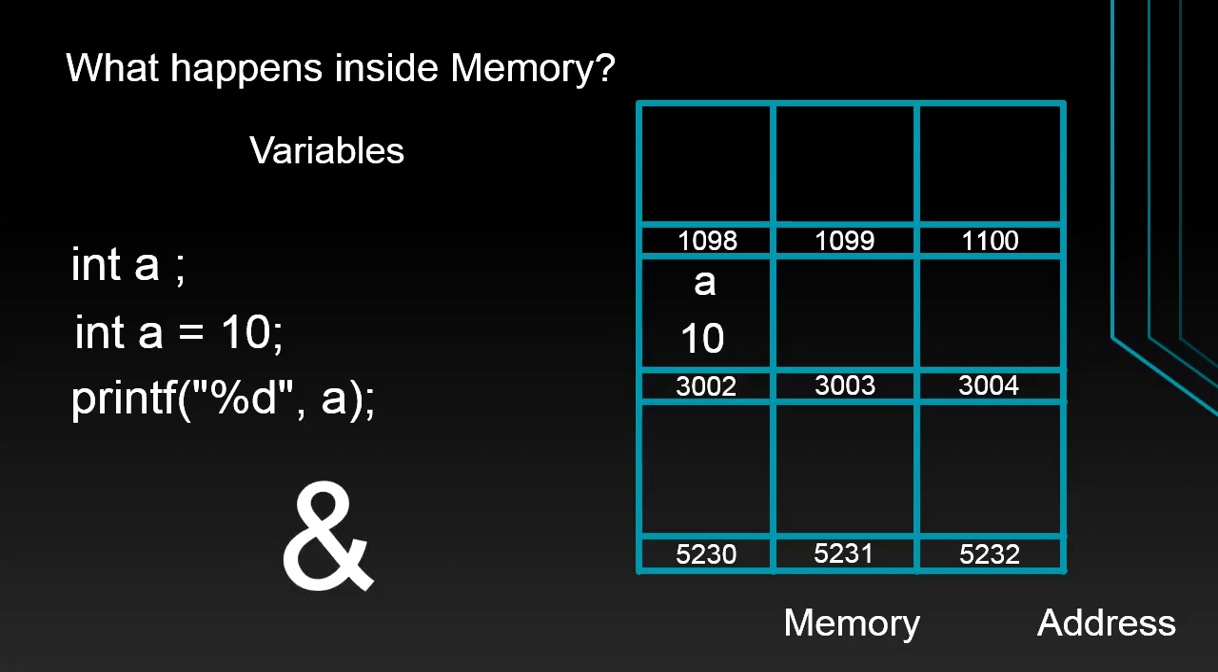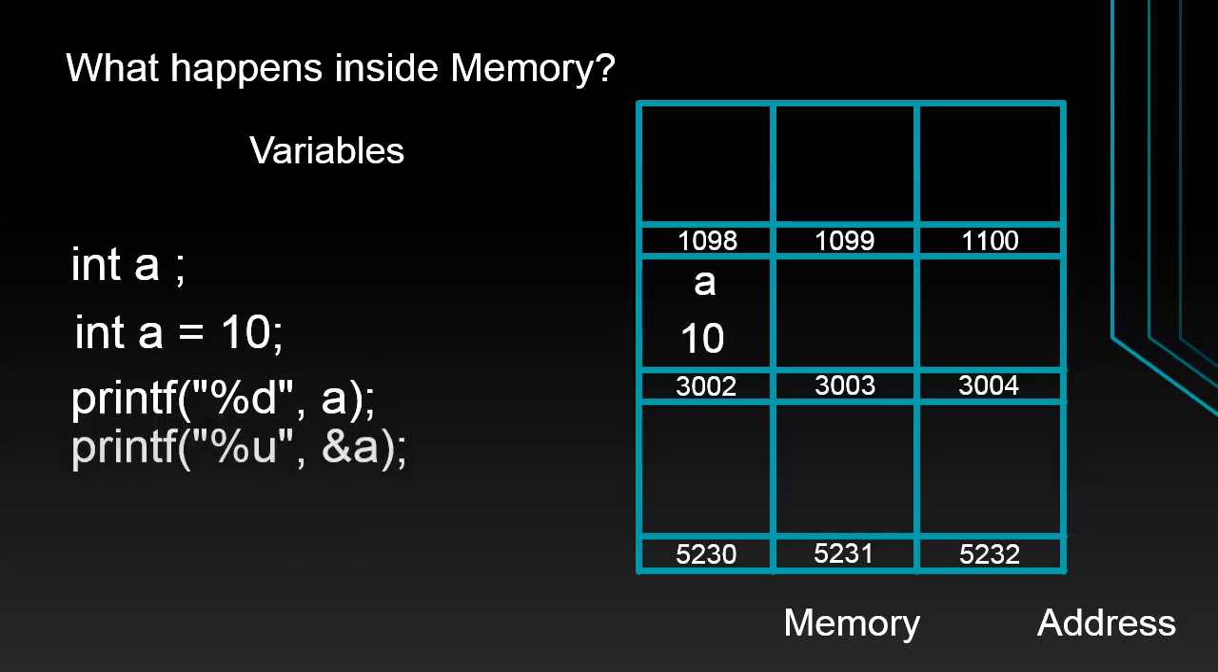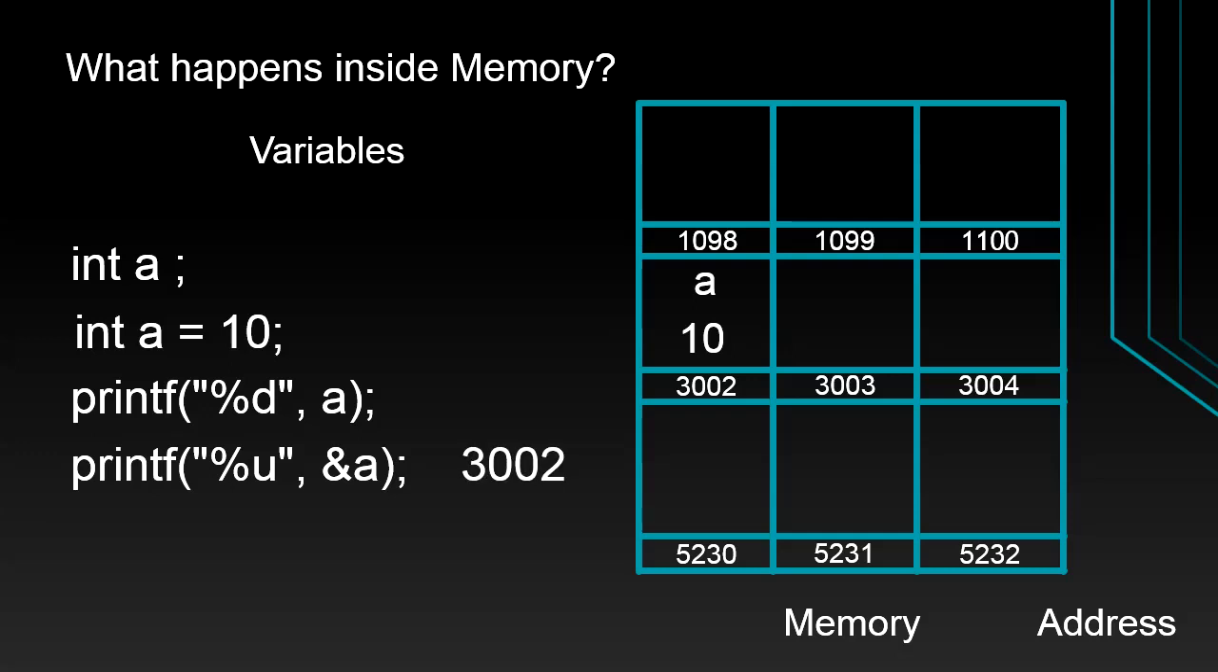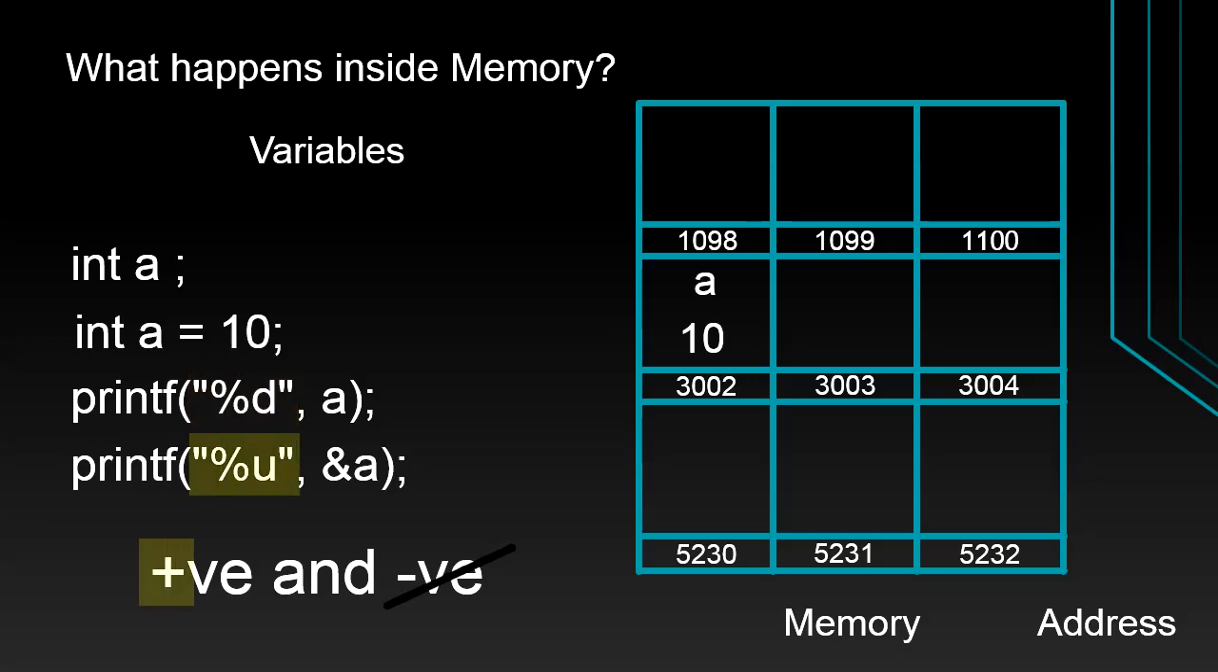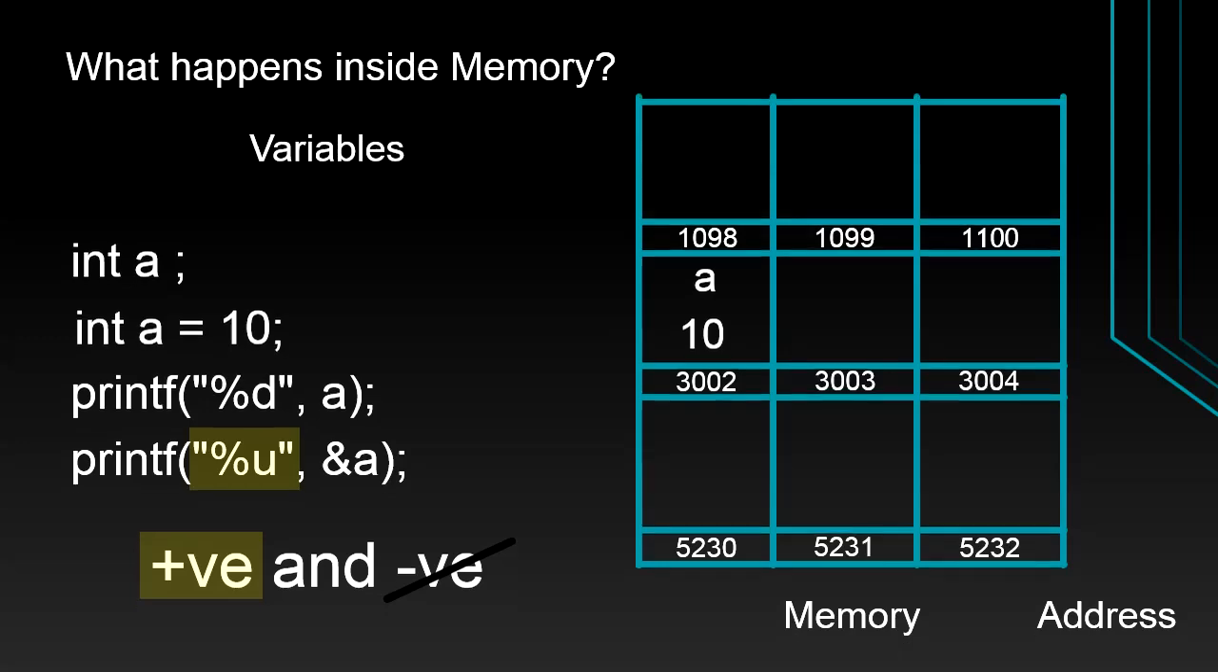We use the ampersand operator to refer to the address of a particular variable. So, &A should give us the address of A, that is 3002. %u is the type specifier to print an address. %u is used instead of %d because %d will consider positive and negative values, but addresses don't have a negative value. Unsigned will only consider positive values.